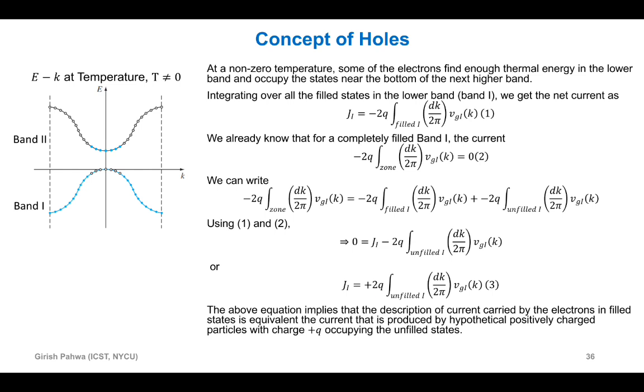Okay, so this is called a hole. One empty state will carry two positively charged holes. One k corresponds to two holes, up spin and down spin, because there are two here. Okay, so we'll continue from here in the next class.